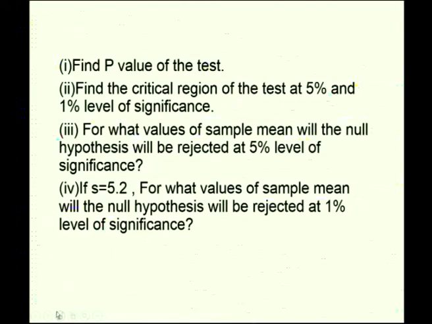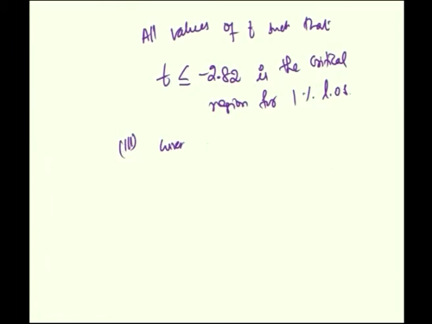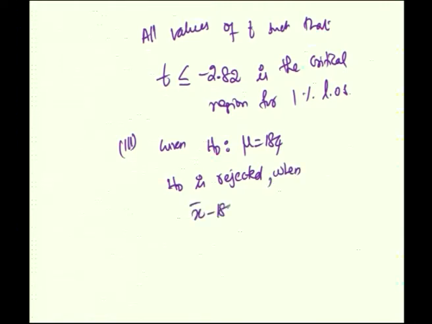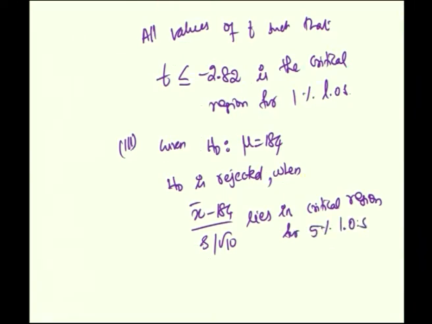Okay, you are given null hypothesis as H naught such that mu is equal to 184, and we reject the null hypothesis. H naught is rejected when x bar minus 184 by s by root of 10 lies in the critical region. What is a critical region? Corresponding to 5% level of significance, we have just seen minus 1.83 is the critical region for 5% level of significance, isn't it?